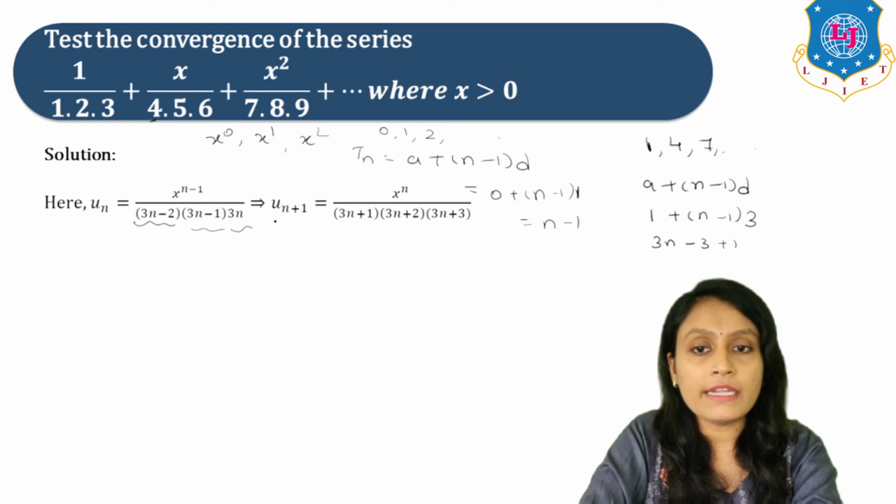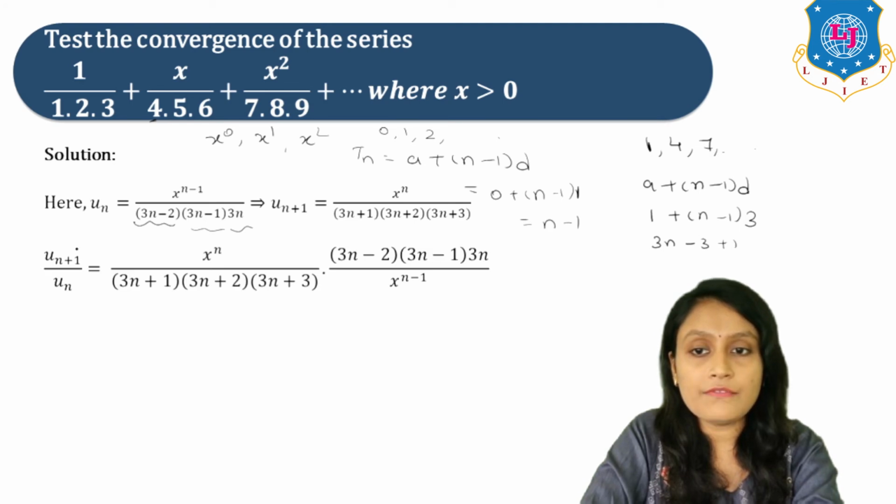Now we will find un plus 1, that is x raised to n upon, in place of n just write n plus 1, so you will get x raised to n upon 3n plus 1, 3n plus 2 and 3n plus 3. Here we will apply the ratio test. So firstly find out this un plus 1 upon un. Here we have to reverse the un.